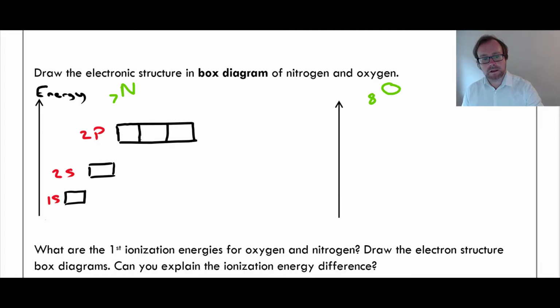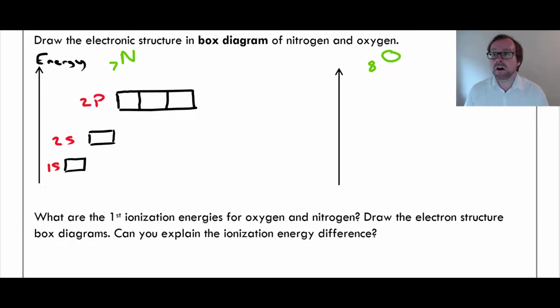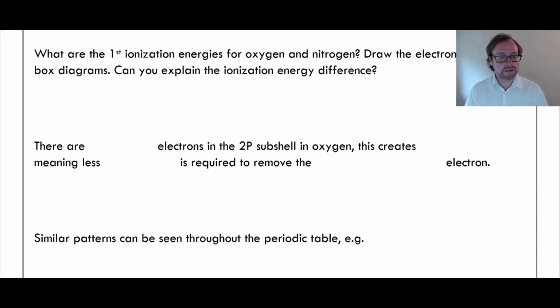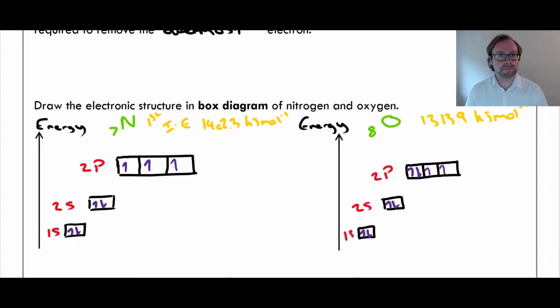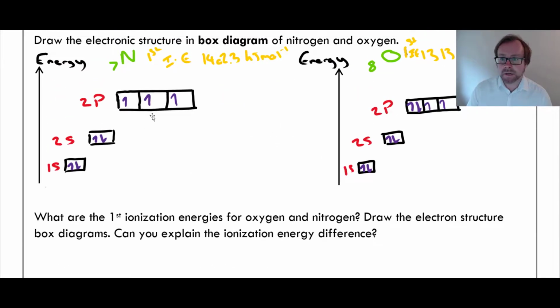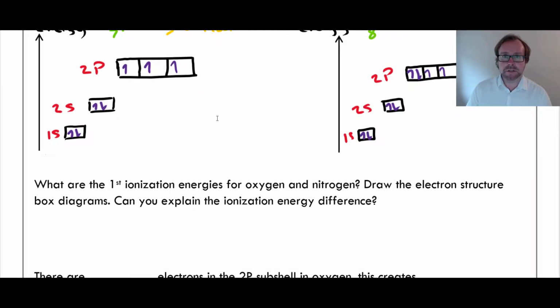Okay, and look up your first ionization energies in the back of your booklet as well, and then see if you can have a go at answering this question. Okay, so I'm sure you've all drawn this. Again, our first ionization energy of nitrogen is more than our first ionization energy of oxygen, even though we have added one more proton, so increased the nuclear charge. So we can look at these box diagrams and they will give us some clues.